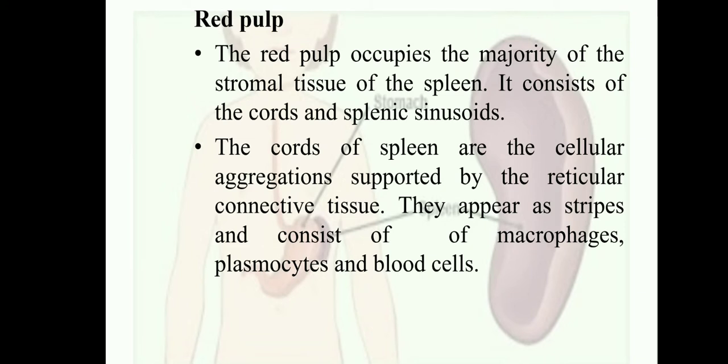Now about the red pulp. This red pulp occupies the majority of the stromal tissue of the spleen, and consists of the cords and the sinusoids, that is the wide vessels. The cords of the spleen are cellular aggregations supported by reticular connective tissue, and they appear as strips and consist of macrophages, plasmocytes and blood cells. Means preferentially the blood cells and the antigen presenting cell, that is the macrophage, are present within this.